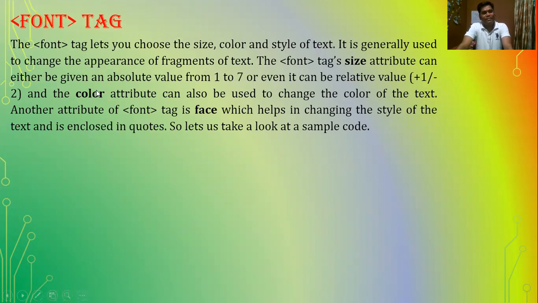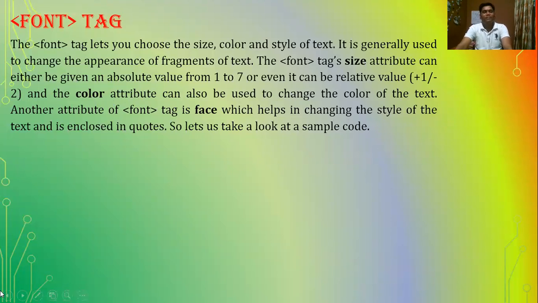The size attribute can either be given an absolute value from 1 to 7, or a relative value like plus 1, plus 2. The color attribute can also be used to change the color of the text. If you want to change the color of the text, then you have to use the color attribute of the font tag. If you want to change the size of the text, then you have to use the size attribute of the font tag. And if you want to change the font style, then you have to use the face attribute of the font tag. It will help in changing the style of the text and is enclosed in quotes.